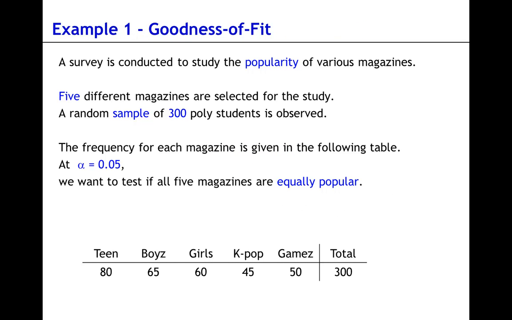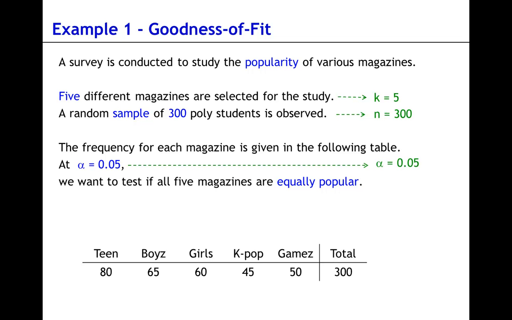In this example, we are given the categorized data of some magazines and are asked to test if they are equally popular. 5 different magazines are selected, so K is equal to 5. A sample of 300 students is observed, so N is equal to 300. Alpha is given to be 5%.